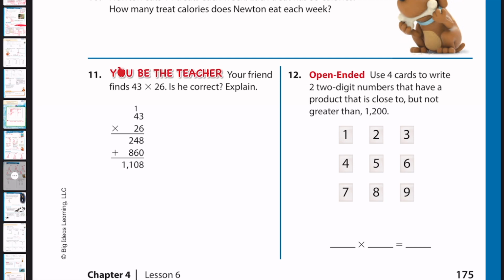Okay, Newton eats 14 treats each week. Each treat has 33 calories. How many treat calories does Newton eat each week? So, each week he eats what? 14 treats, and each treat has 33 calories. Let's multiply them. 3 times 4 is 12. Carry 1 up. 3 times 1 is 3. 3 plus 1 is 4.